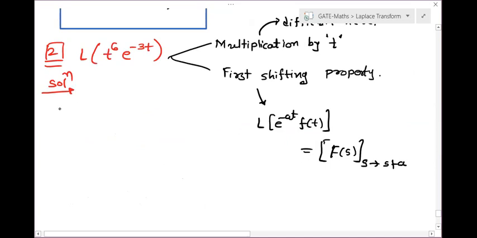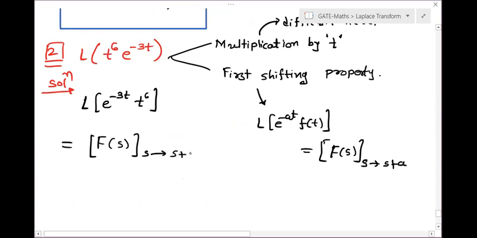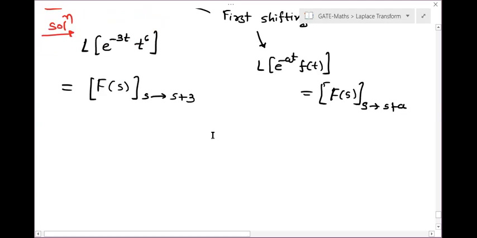So here, if I use this first shifting property, it will become Laplace of, let me write e to the power minus 3t first. This will become f of s, and I have to change this s with s plus 3, isn't it? From first shifting property, because e to the power minus 3t is multiplied. Now where f of s is Laplace of f of t, that is t to the power 6. Now what is Laplace of t to the power n? It is n factorial by s to the power n plus 1, or not? And instead of n, what we have over here is 6. So 6 factorial divided by s to the power 6 plus 1.